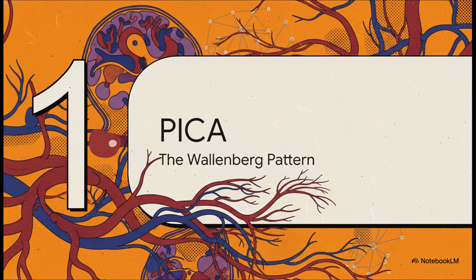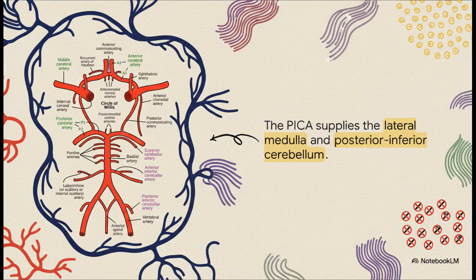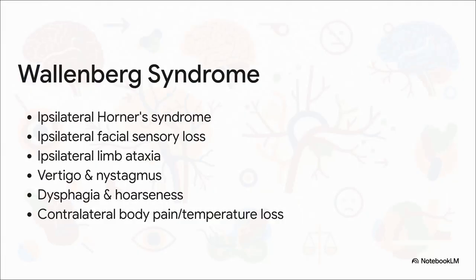First stop on our tour, we're starting right at the bottom with the posterior inferior cerebellar artery, or as we all know it, the PICA. So take a look at this. The PICA feeds this really crucial piece of real estate, the side of the medulla and the bottom of the cerebellum. Now this anatomy, this is everything. Because when you block the PICA, you get one of the most classic textbook syndromes in all of neurology. And here it is, the famous Wallenberg syndrome.